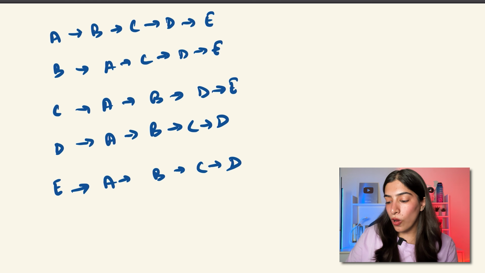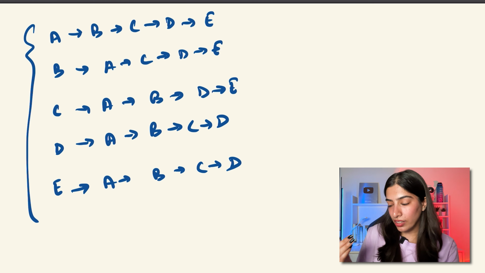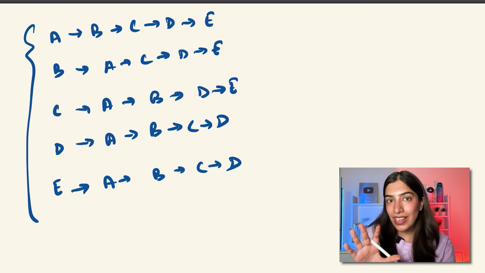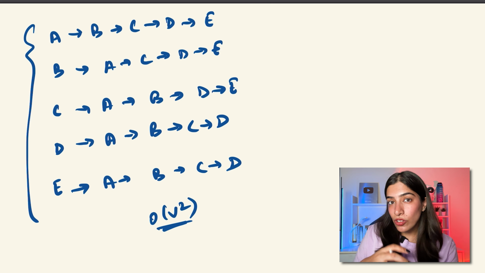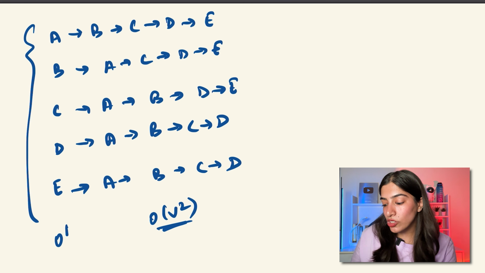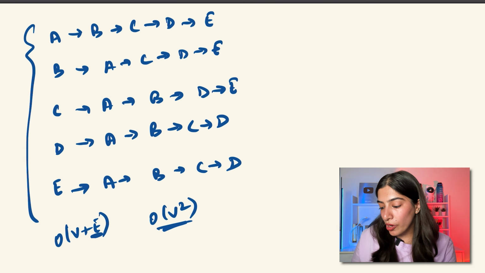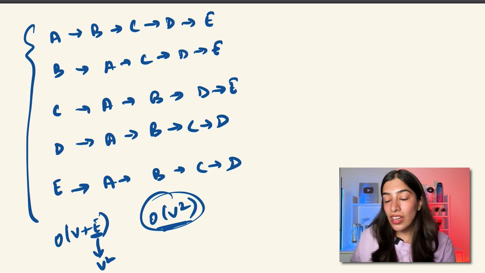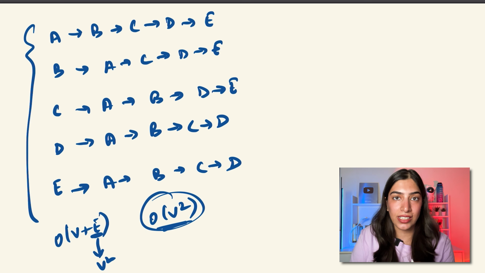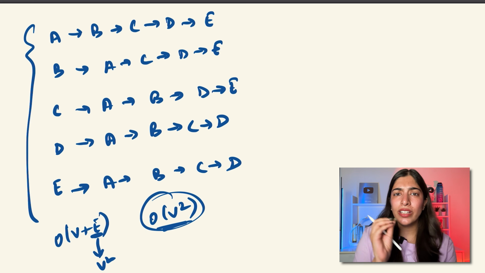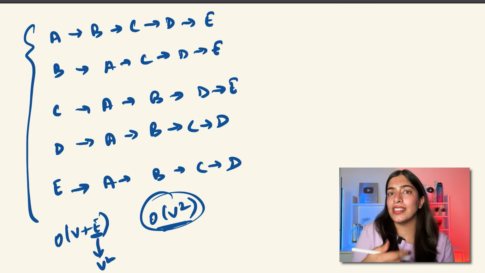If you think about it, although the way I am storing it is a bit different, I still end up taking order of V square space. Basically 25 elements, because every node is connected to every other node. Here it is order of V plus E only, but E is V square, so it becomes order of V square. Why? Because this is a dense graph. If it is a dense graph, you are not really doing any optimization by storing it in an adjacency list. But as we discussed in the last video, it will mostly not be mentioned in the question whether it is a dense graph or a sparse graph.